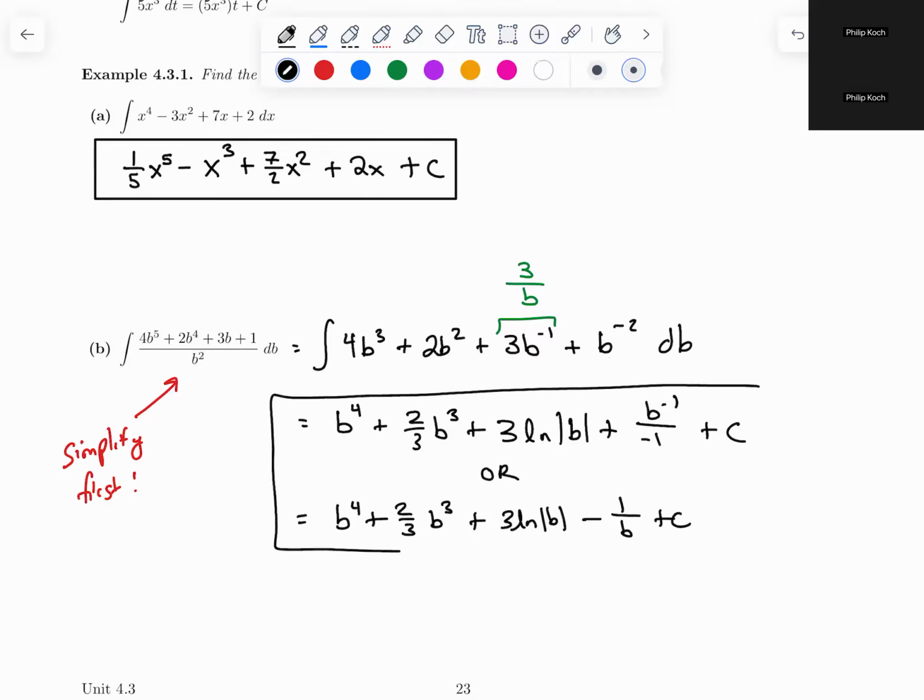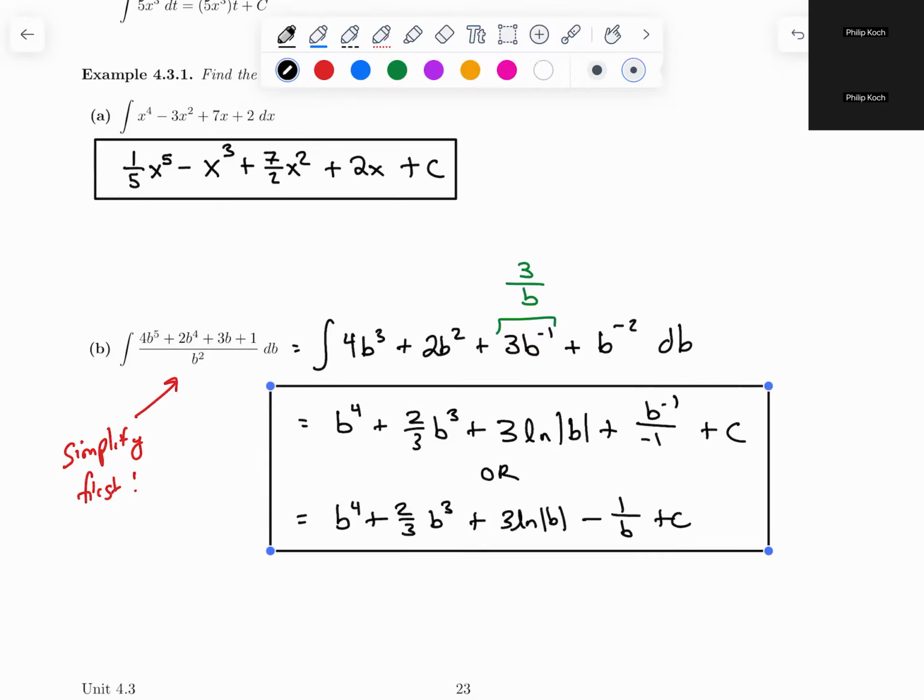I'll go ahead and even box both of them and say that both are acceptable. Important to know that negative b to the negative 1 over negative 1 is minus 1 over b, but still be comfortable flipping between the two.